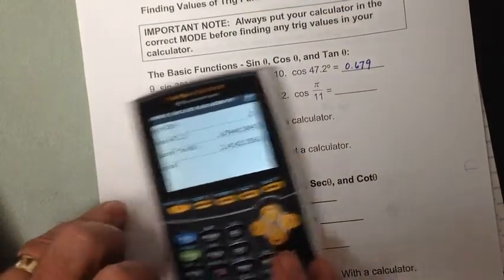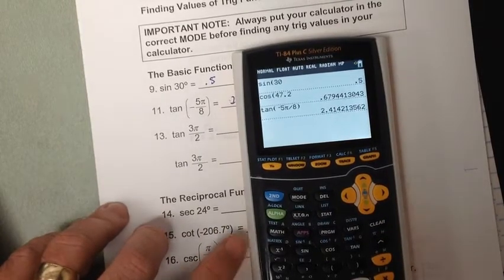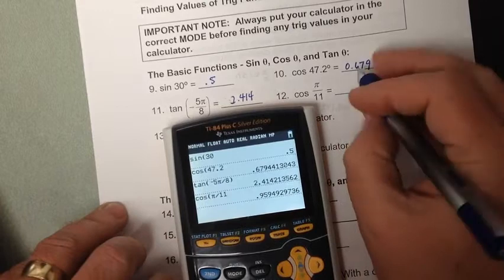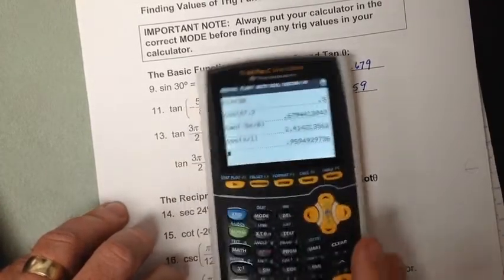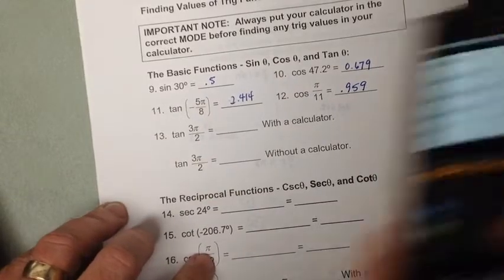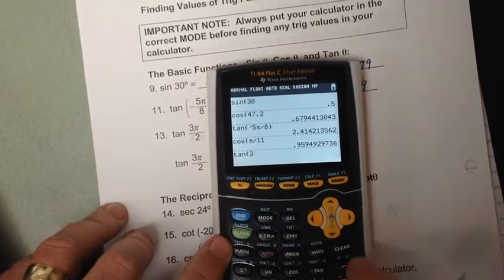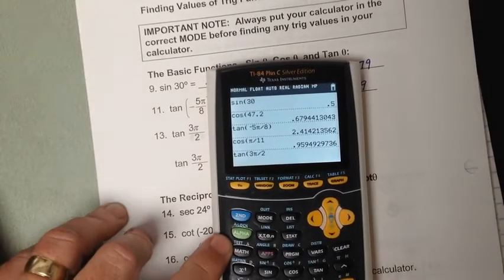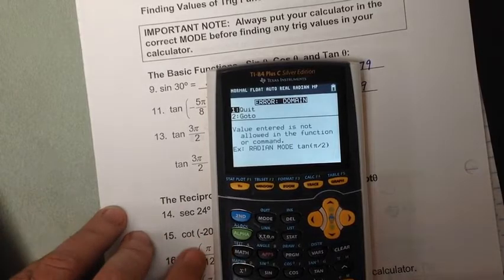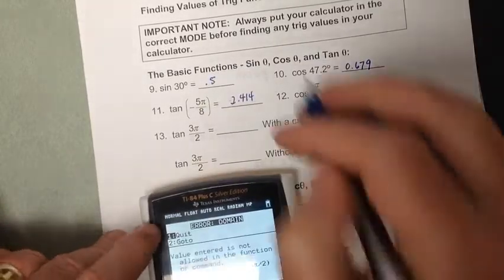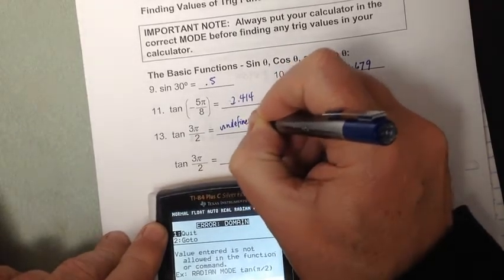Cosine of pi over 11 is 0.959. All right, with a calculator, tan of 3 pi halves. Tan 3 pi divided by 2 says error domain. So this is undefined with a calculator.